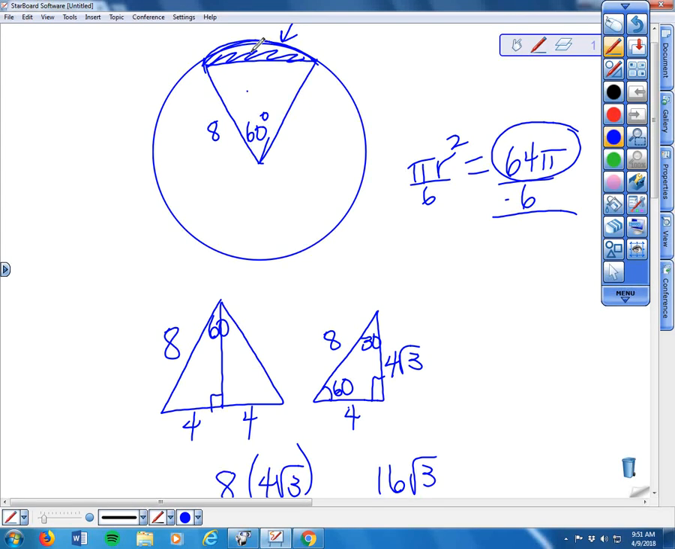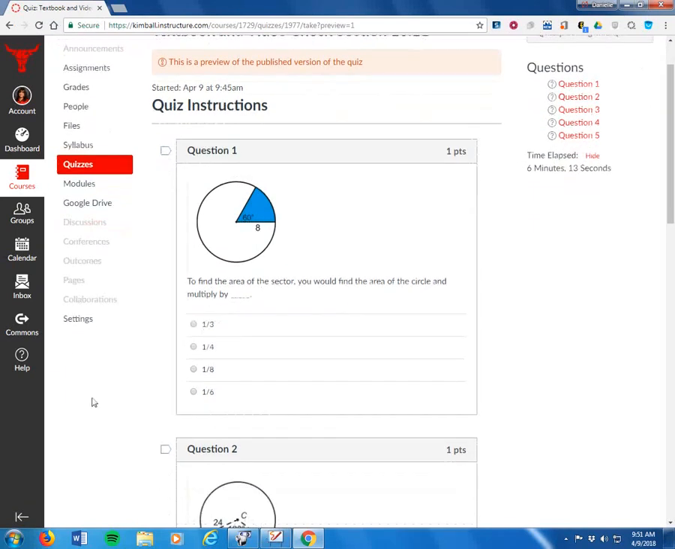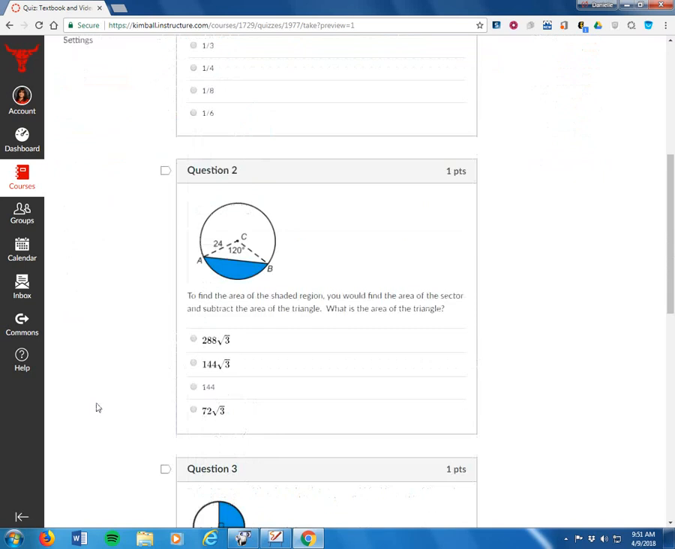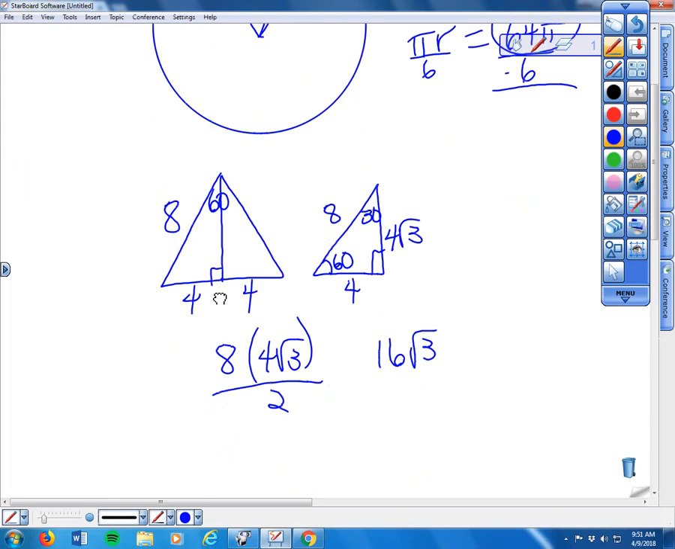So if I go to the video check, to find the area of the sector, you would find the area of the circle and multiply it by 1/6. Here, I just asked what the area of the triangle was. So let's do that one. 120 and 24.